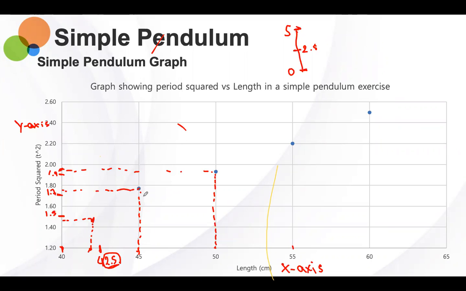If you have graph paper, it will be much easier. But I want you to understand that most of the time you will have to estimate your positions on the graph. All right.